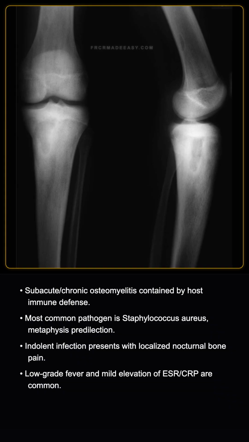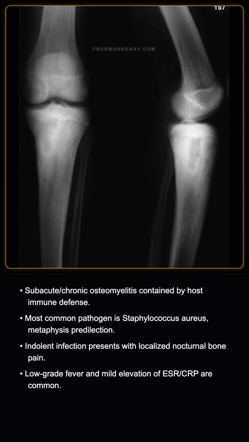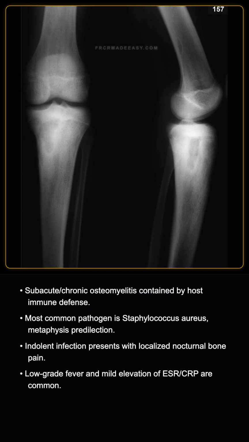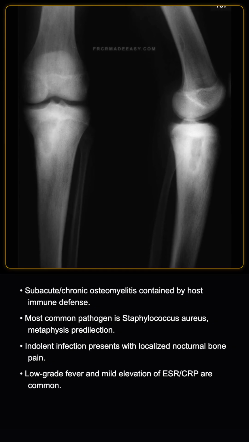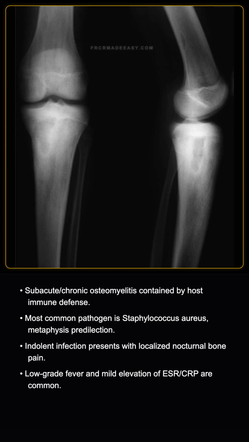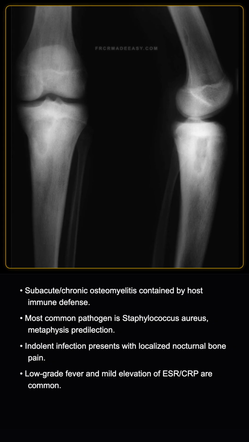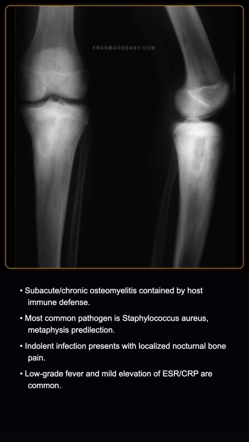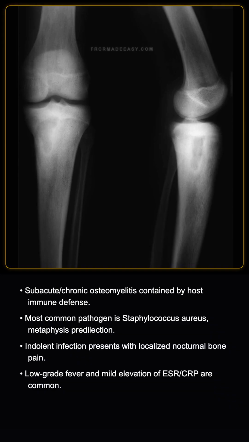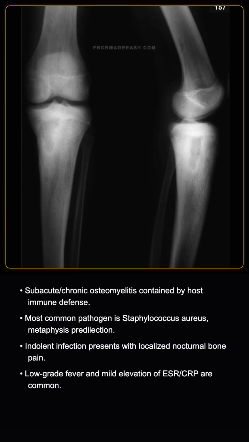The most common causative organism is Staphylococcus aureus, and the infection has a strong predilection for the metaphysis of long tubular bones, particularly the tibia. Clinically, it presents as a smoldering, indolent infection that can persist for several months, often presenting with localized bone pain that is worse at night, mild warmth, and pyrexia. Inflammatory markers such as the erythrocyte sedimentation rate and C-reactive protein may be only mildly elevated.